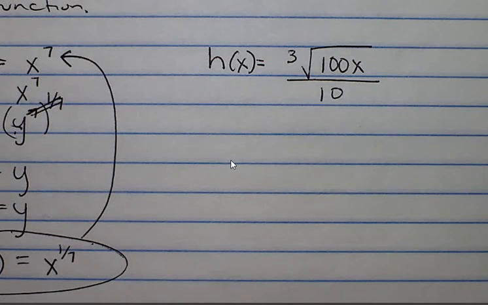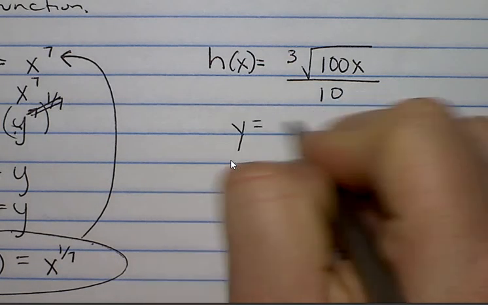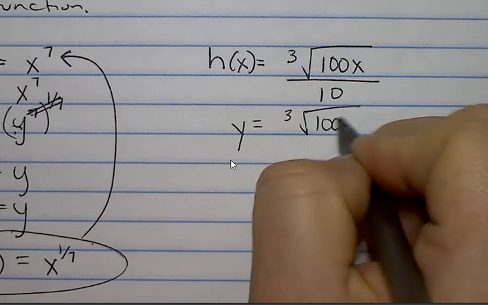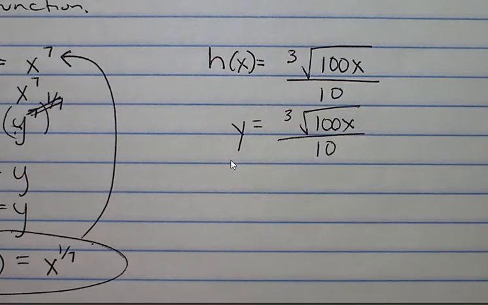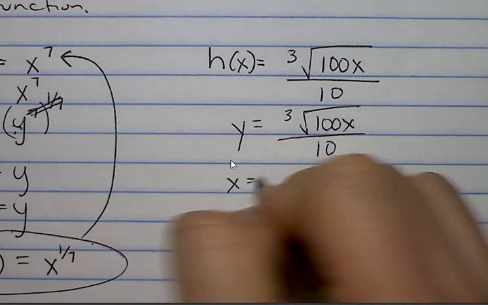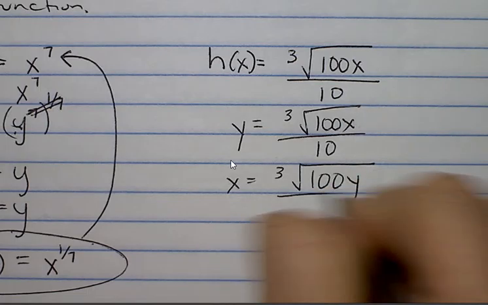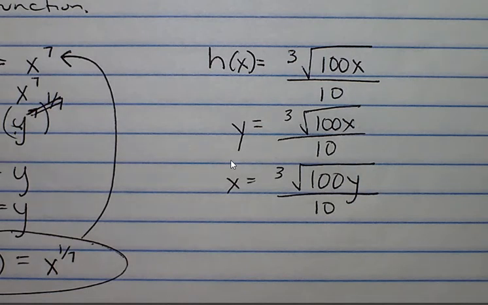Same steps continuously. First step is I'm going to rewrite the function with variables x and y. Second step is I'm going to switch the x and y. And the third step is we're going to solve for y. We need to isolate it.